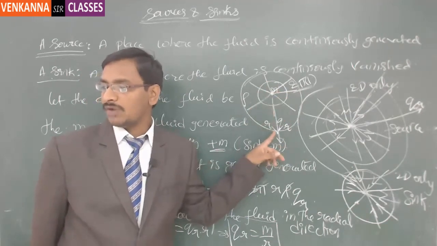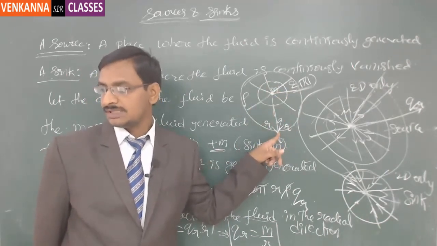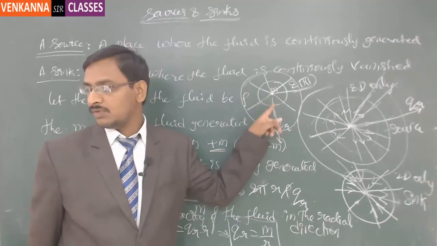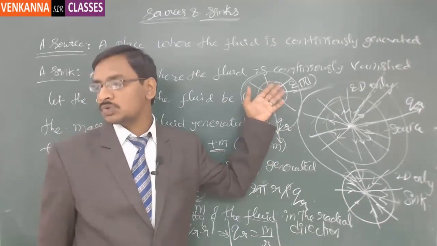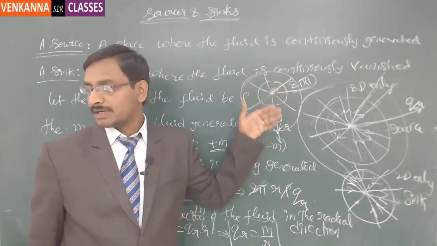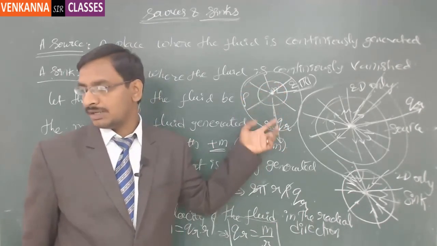I wanted to find out the velocity of the fluid at this location. This is a different location than initially what we found at 1 meter, right? So this is based on the understanding of the source strength. But practically, what we are going to deal with is any random radius of r.